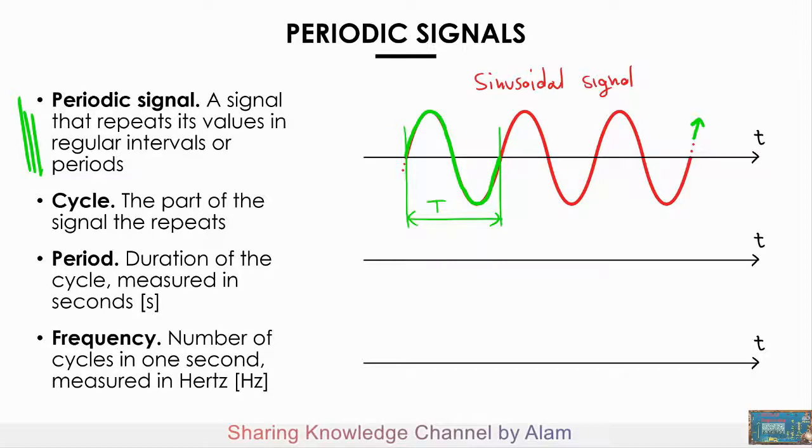One interesting parameter for periodic signals is the frequency. The frequency of a periodic signal indicates how many cycles are completed by the signal in 1 second. Mathematically, it is the inverse of the period and it is measured in Hertz. So the frequency is indicated with f, equal to the inverse of the period T, f = 1/T, and it is measured in Hertz.